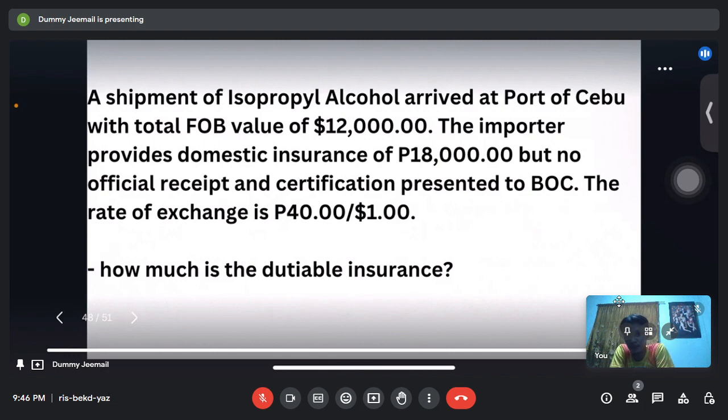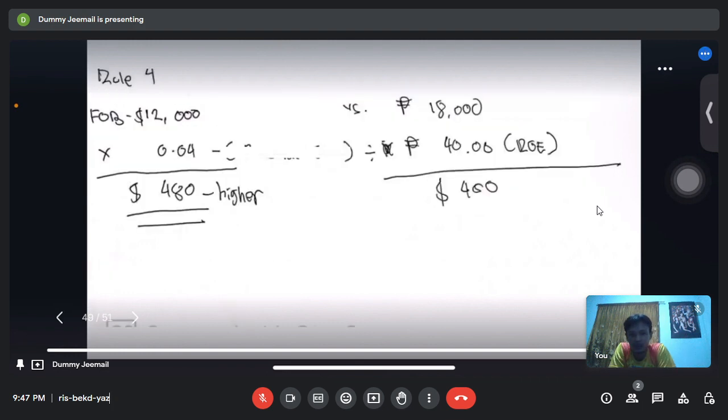A shipment of isopropyl alcohol arrived at Port of Cebu with total FOB value of $12,000. The importer provides domestic insurance of 18,000 pesos, but no official receipt and certification presented to the BOC. The rate of exchange is 40 pesos per $1. So no certification. We compare the local insurance versus 2% or 4% of the FOB value. So, the solution.